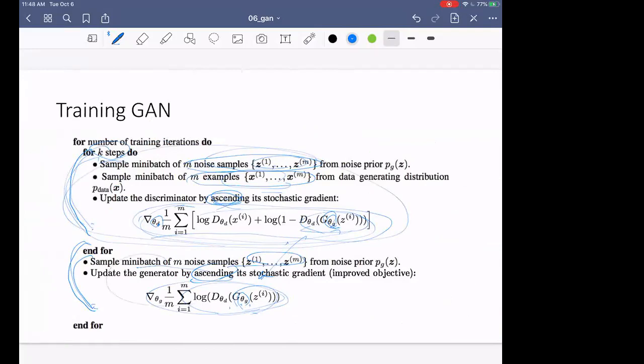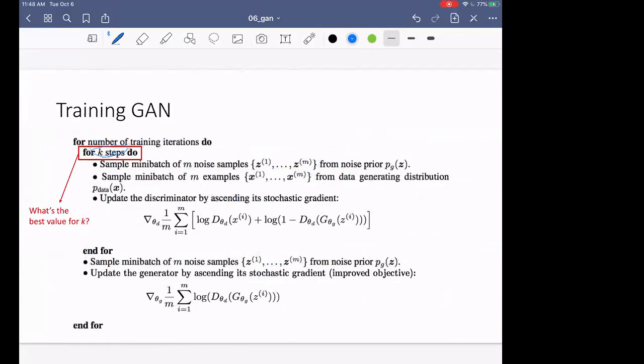But the number of K is really up to you. People just say K equals 1 is sufficient. You just need to update K one time and then move on to G. Or some people say it must be at least 2. You want to update your discriminator at least twice before moving on to G. But I don't think there's a golden rule here. If you set a certain number for K and it works, then that's the good number. It can be 1, it can be 2, it can be 10. Doesn't matter. If it works, it's a good number.